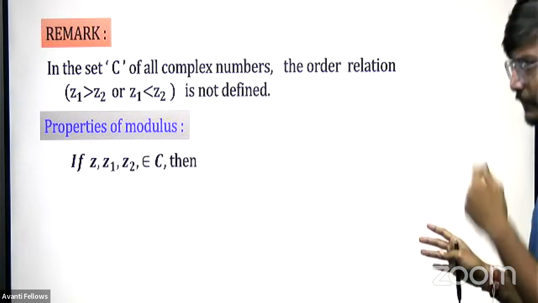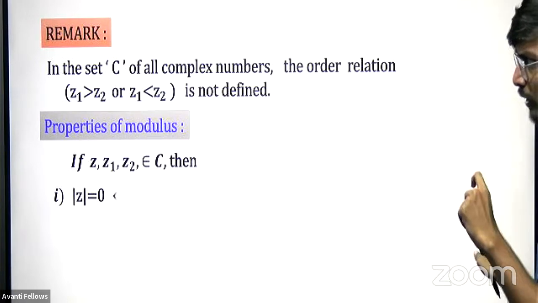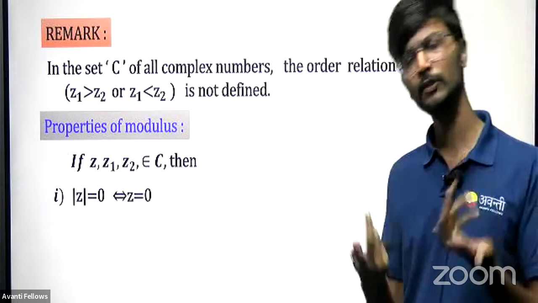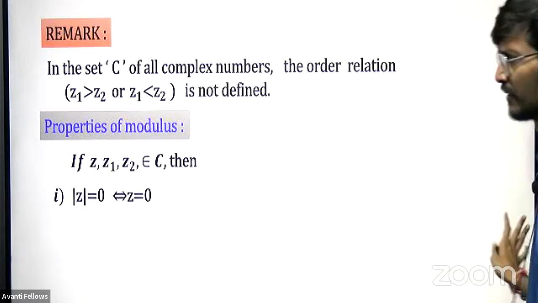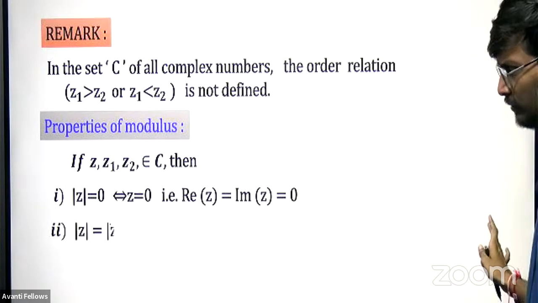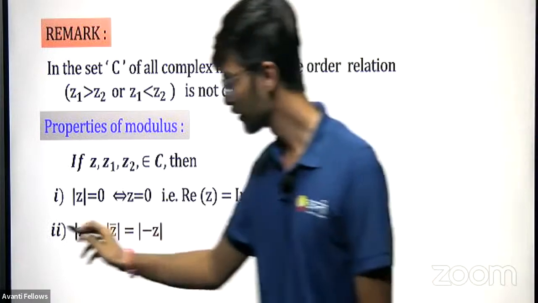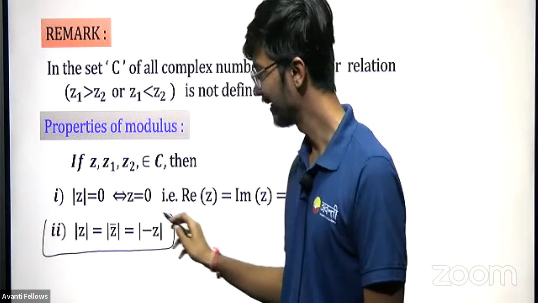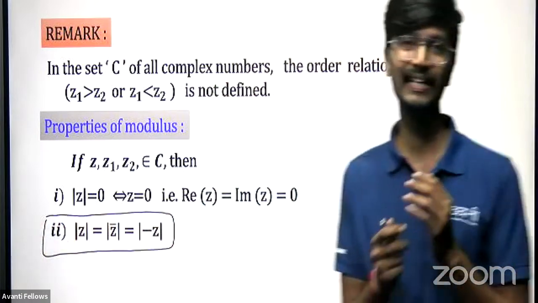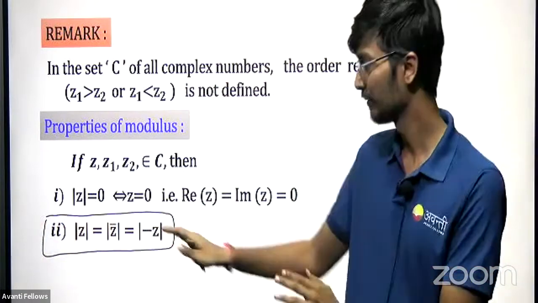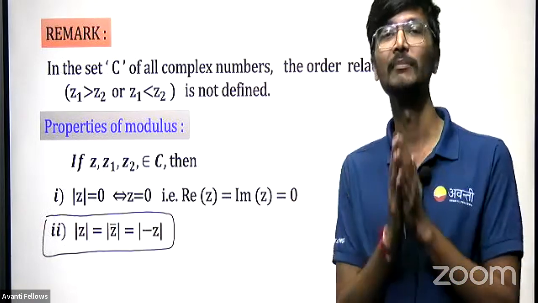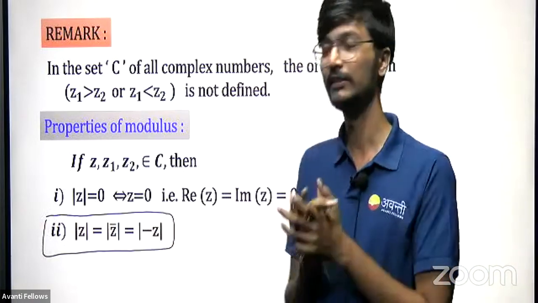Properties of modulus, that is basically, what are they? First, mod of 0 is 0. That means the complex number itself is 0. Second, this one. This is a very important property. Many a times there are questions which are directly asked using this property. Many a times in previous JEEs we have seen questions on this.